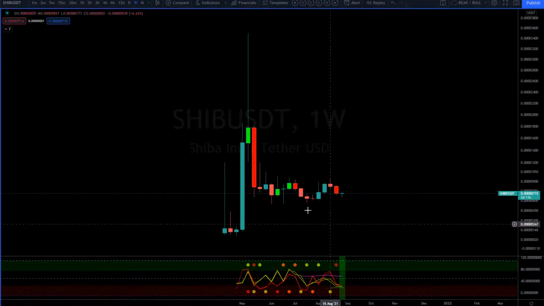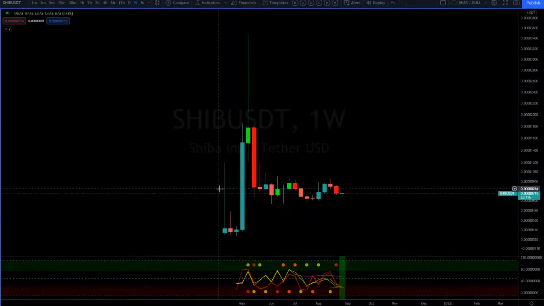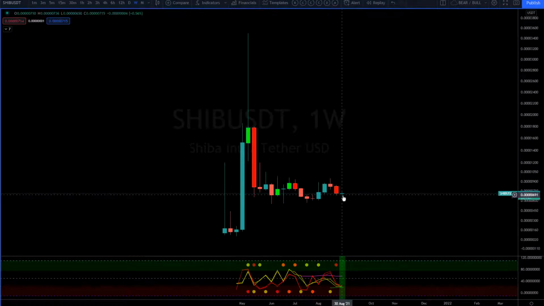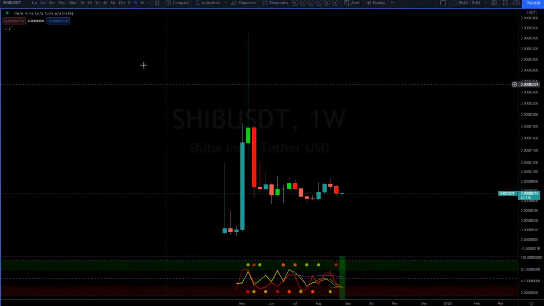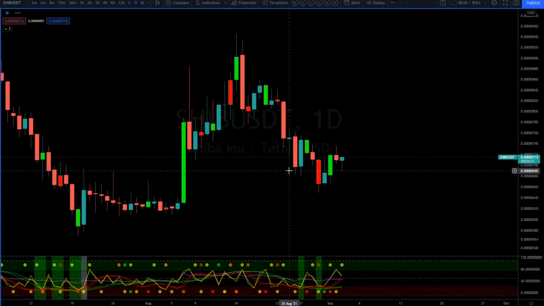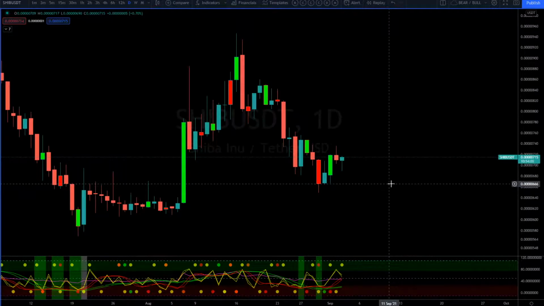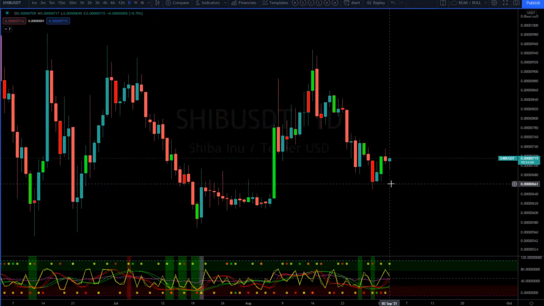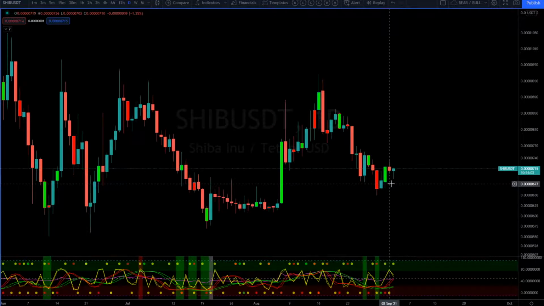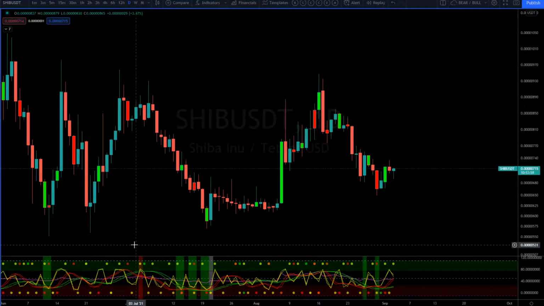Granted, there is limited history here. We only have data going back to April, but the weekly looks like it has crossed up. The daily looks good. The 12-hour looks okay. The daily crossed up. The 12-hour crossed up a couple days ago. This looks like a good chart to me. So we will discuss this a little bit more in the Discord. So yeah, this looks good.